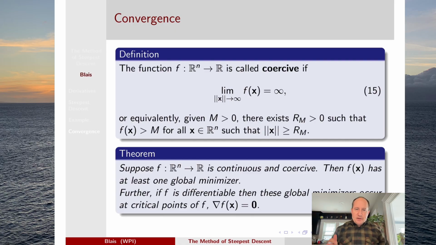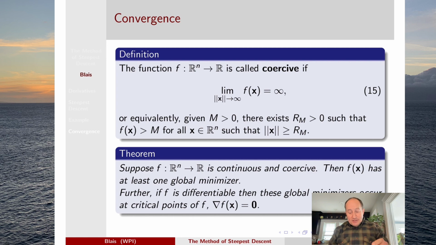One such situation comes up when things are what we call coercive. So if our objective function f, from Rn to R, is coercive, that means the limit as the norm of x goes to infinity of f(x) equals infinity. This means as you are moving directly away from the origin, your vector is getting larger and larger, and the function eventually takes off upward. If our function f is continuous and coercive, then f has at least one global minimizer.